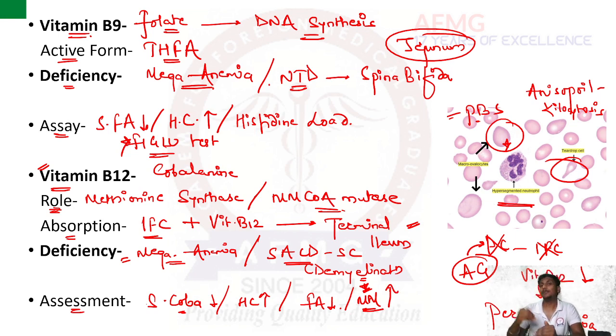Okay, there would be methylmalonic aciduria. Apart from that, for assessing the malabsorption of vitamin B12, we can perform a test known as Schilling's test, which is not performed nowadays, but it can be performed. Schilling's test. Okay, please remember.